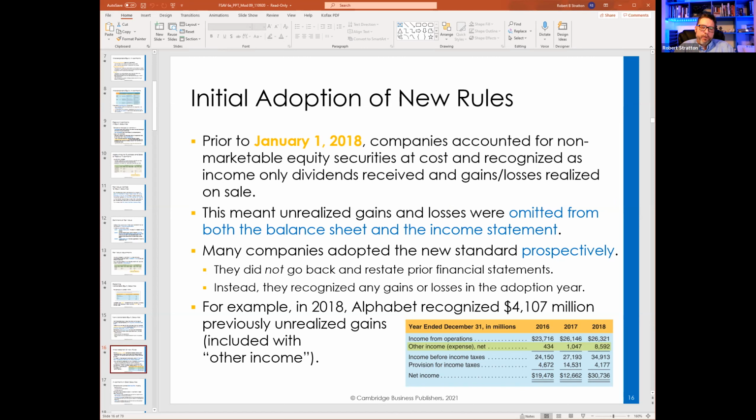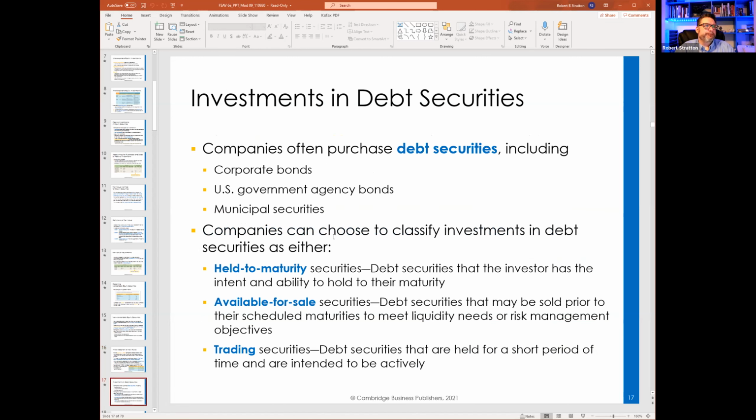So of course, going forward from 2018 on, this is how they're doing it. This unrealized recognized gain, I guess if you're going back in history to compare 10 years ago, you would be able to understand what that difference is. Okay, so it's not just equity. This also applies to debt securities. So corporate bonds, US government bonds, municipal securities.